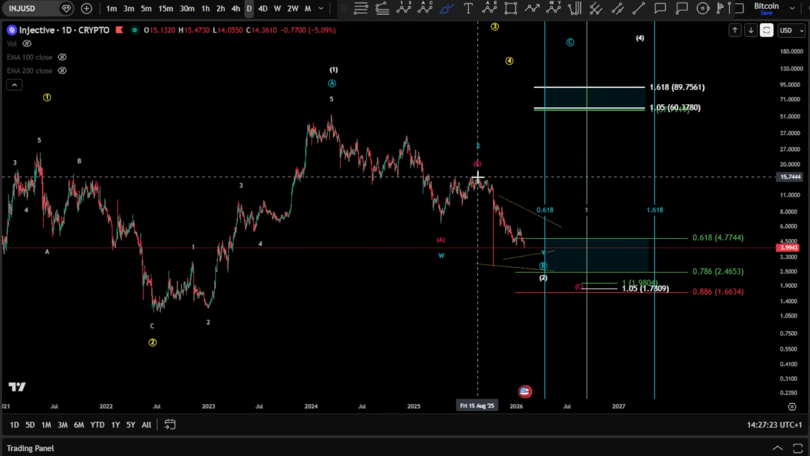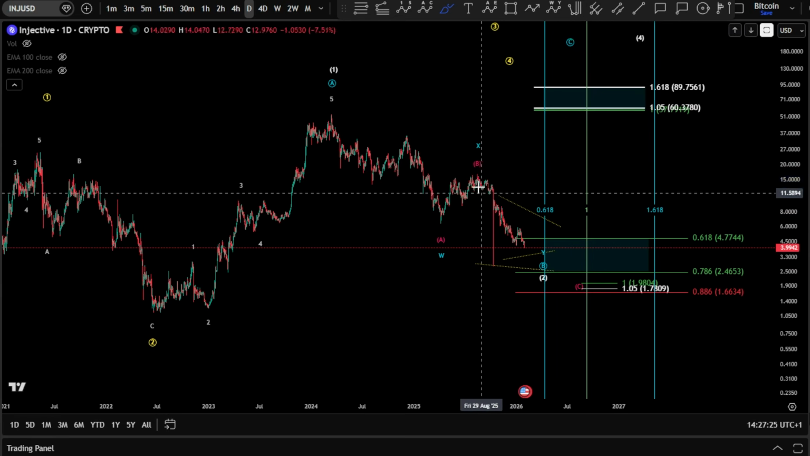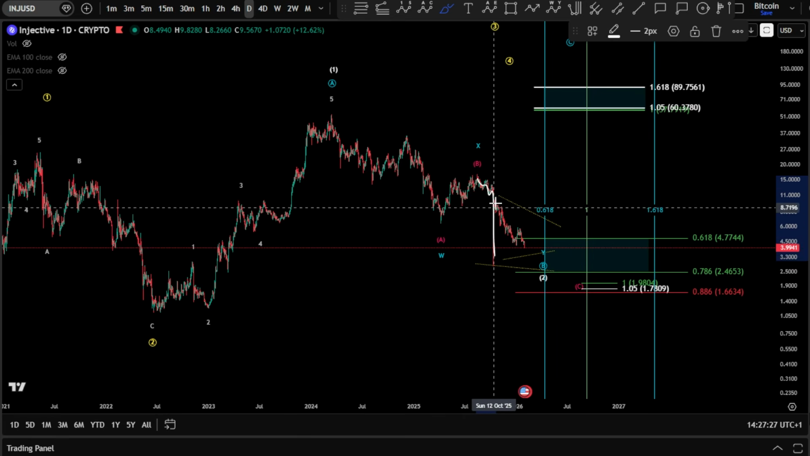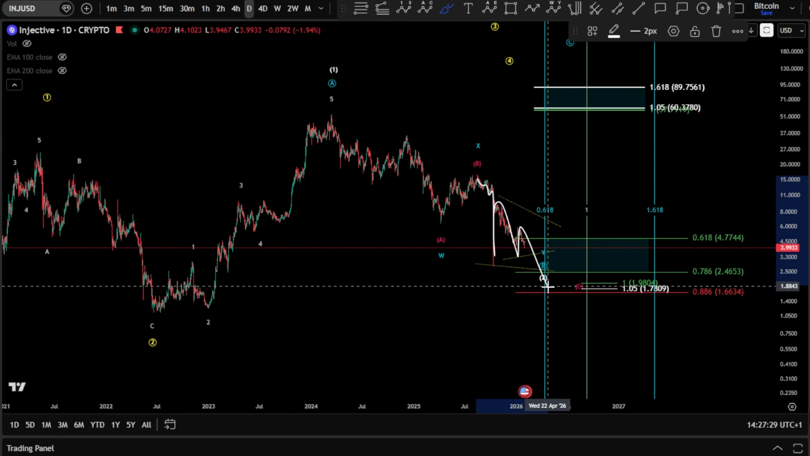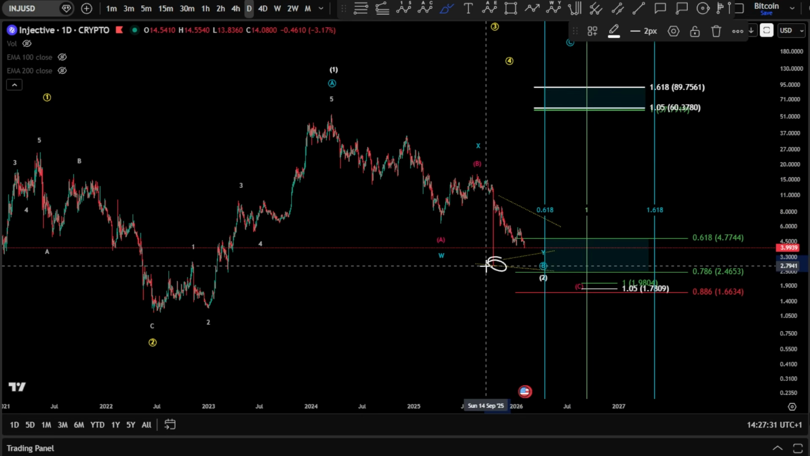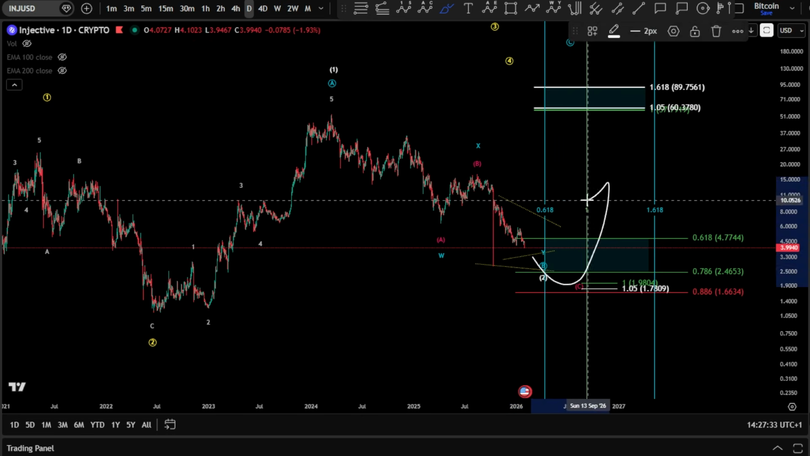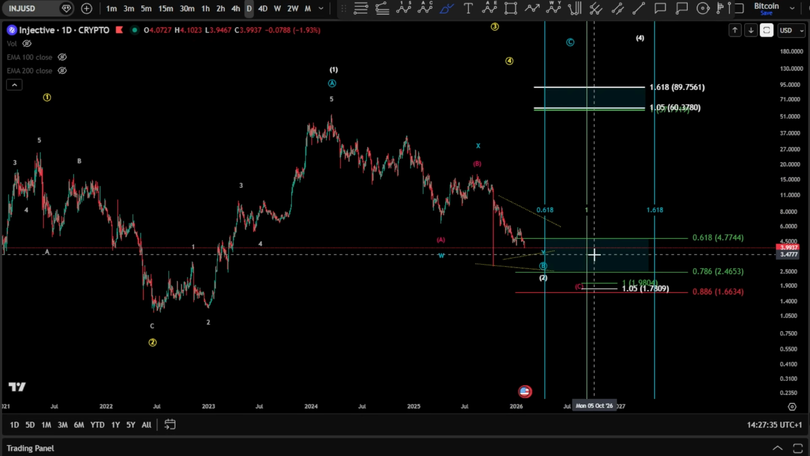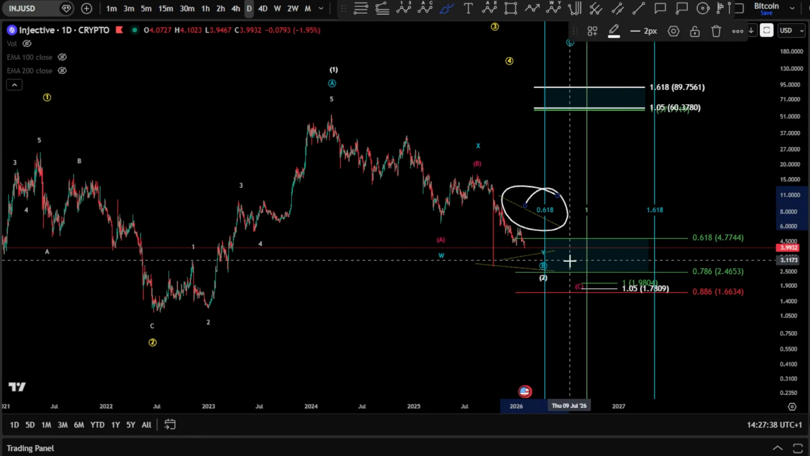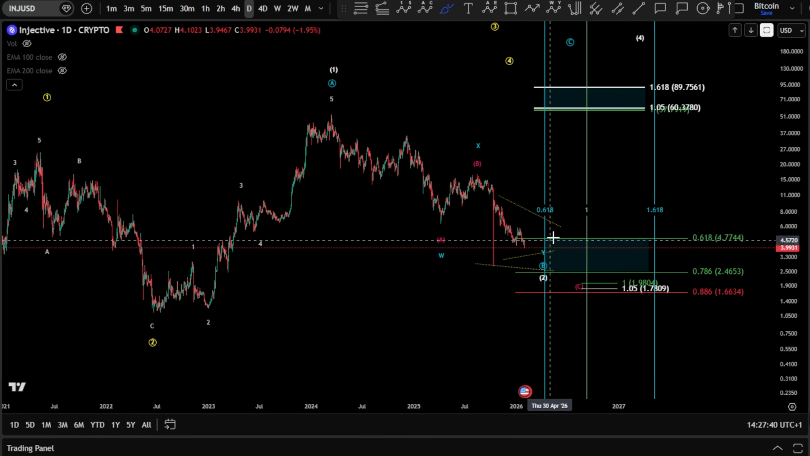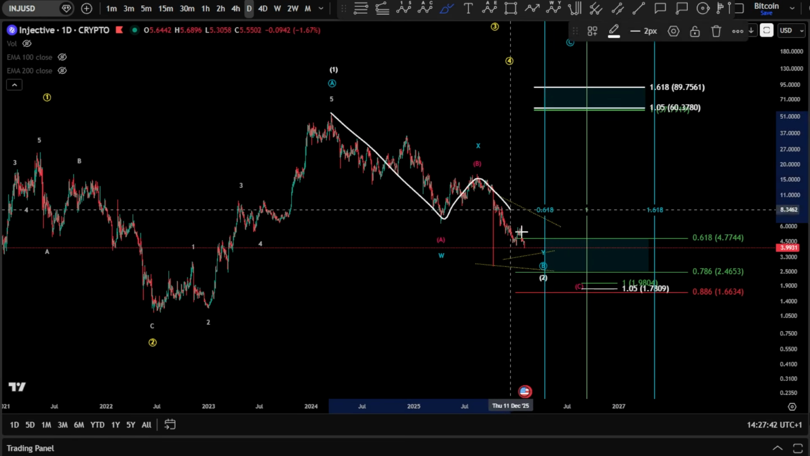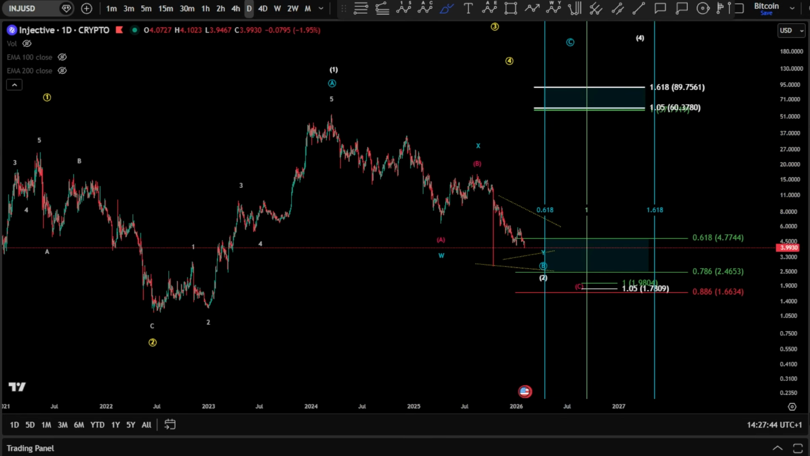Now, for Injective it is also very likely that we are in an impulse, double 1, 2, 3, 4, and a 5, 4, and a 5, of course, to reach this wick. And then, of course, start looking for something toward the upside after reaching the fib time required here for at least a balanced W, X, and a Y.